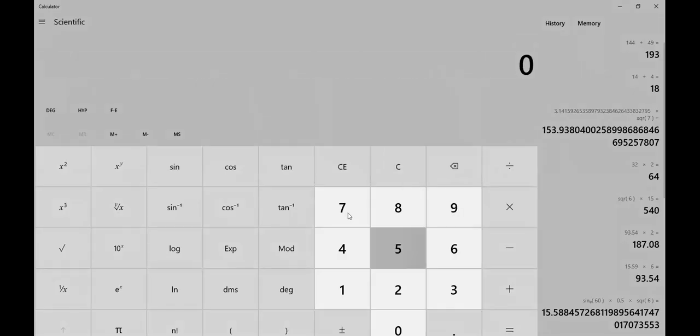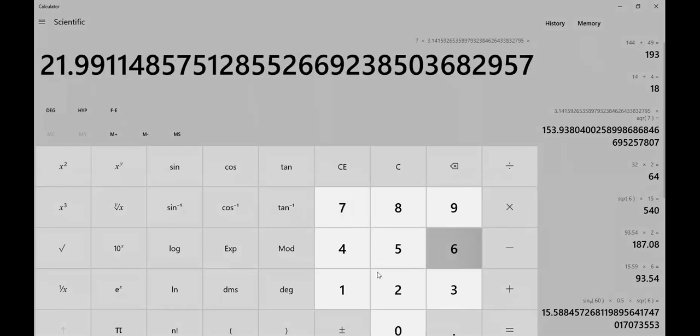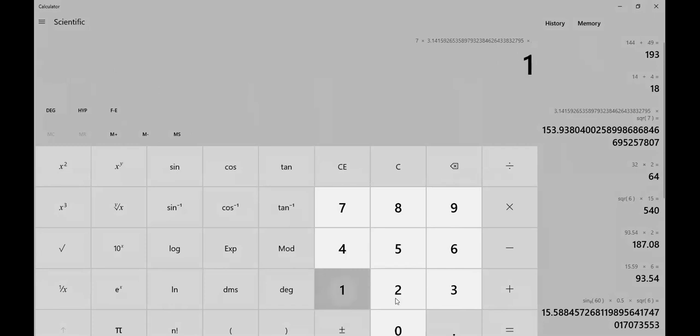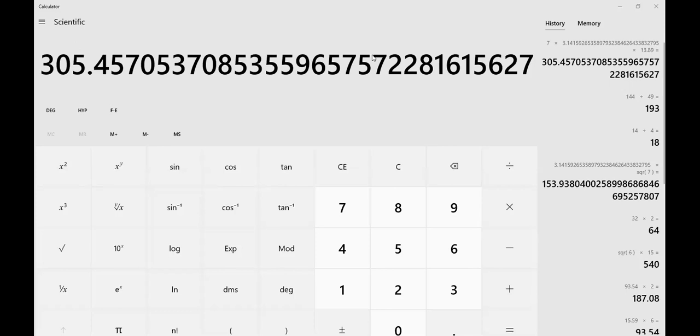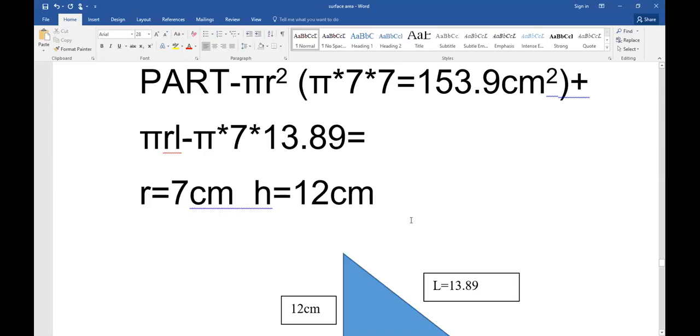13.89 times 7 times pi. And the answer is in four significant figures. Let me copy all of these down just so that you can see how we are going to write it in four significant figures. The answer is going to be large, obviously.